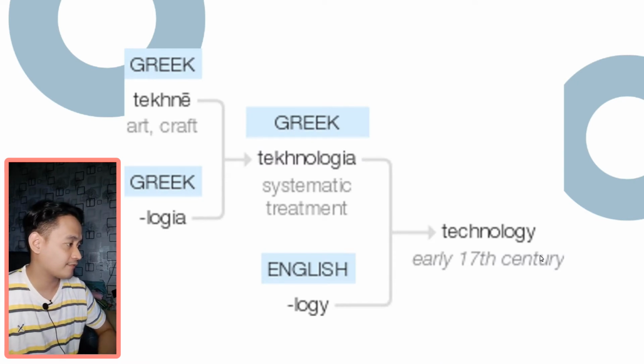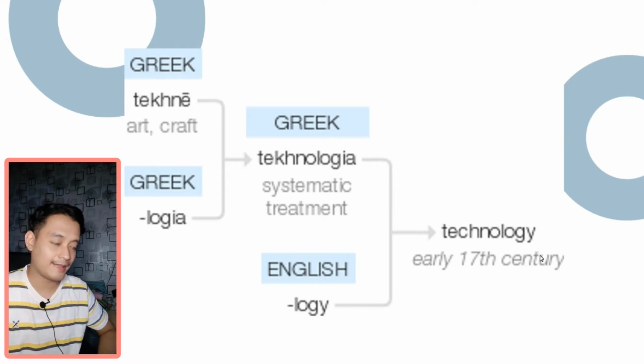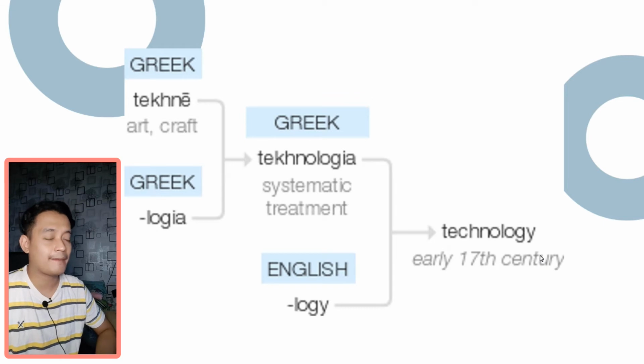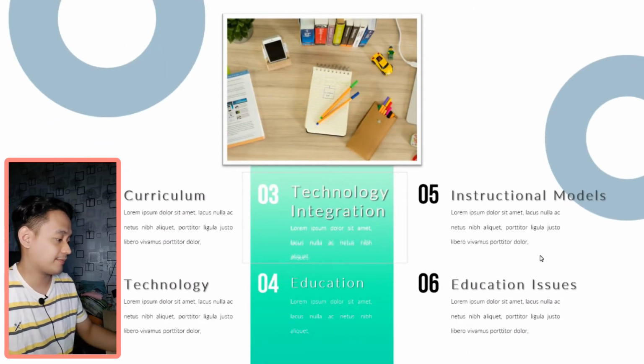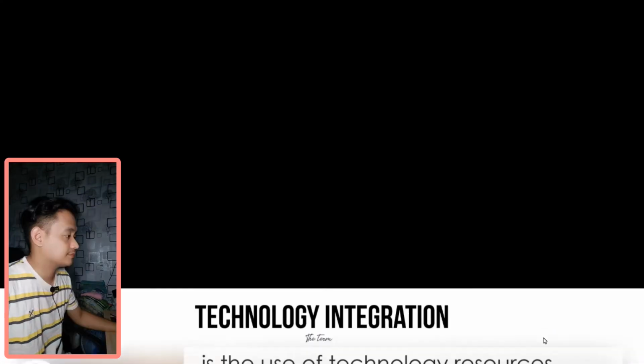So where is technology derived from? It is derived from the Greek word techne, which means art or craft, and then technologia, systematic treatment. So when we put it together, technology is an art or craft and a systematic treatment of something. In this case, technology is applied science, so systematic application of scientific knowledge. Okay, so that is technology.